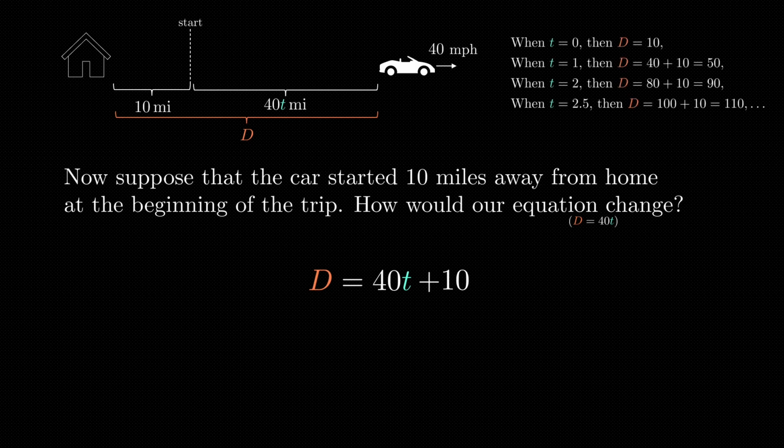We can plug in values for time, like before, to compute the respective distances from home. When t equals 0, which again is the beginning of the trip, the distance d from home is 10. When t equals 1 hour, we drove 40 miles, so d is equal to 10 plus 40 miles, equaling 50 miles. And for t equals 2 and t equals 2.5, we just repeat the same calculations.